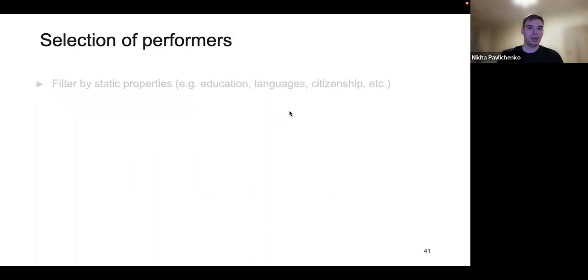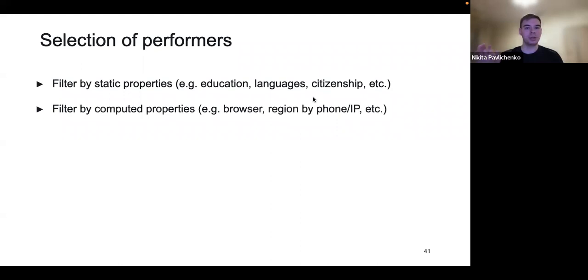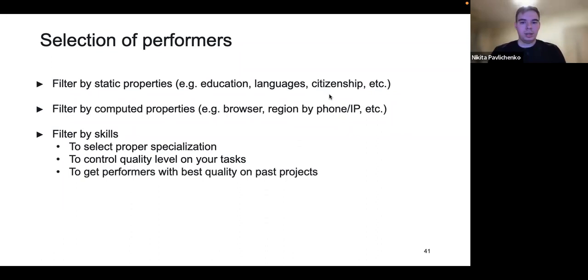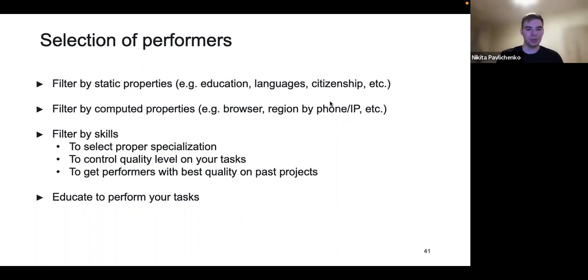Let's move on to the selection of performers. As I said, we can filter by static properties, or we can use some computer properties like browser, region by phone or IP address, or by skills that you set up in your previous project or in your current project or on some exam, etc. And finally, you need to educate your performers by starting trainings, exams, rehabilitations, etc.